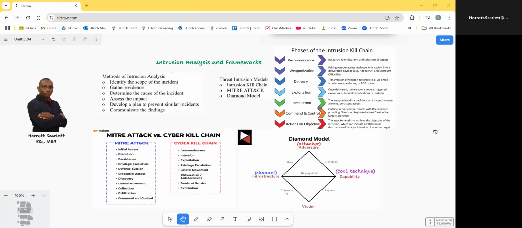Welcome to Intelligence Gathering. We are now going to look at Units 3 and Units 4. So Unit 3 deals with intrusion analysis, and Unit 4 deals with the zero trust model. So let's begin.